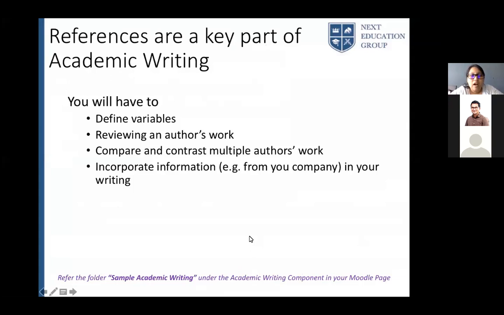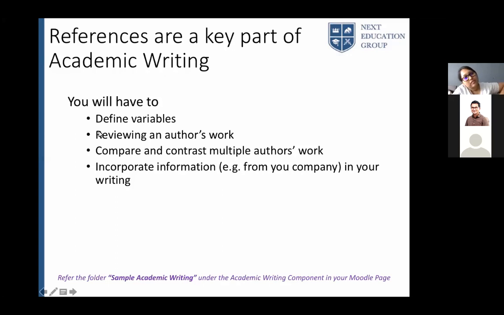All right. So now we were talking about using references in our assignments or essays or whatever, right? So references are an essential part of academic writing. And why do we need references? When we want to show what we have read, right? So when you're using references, guys, there are various ways that you will use them. One is you will use it to define a topic, to define a variable. If you're writing an essay about group learning, you will have to say this is what group learning is. You're going to define it. So you use references for that.